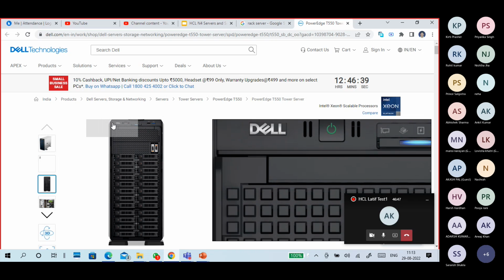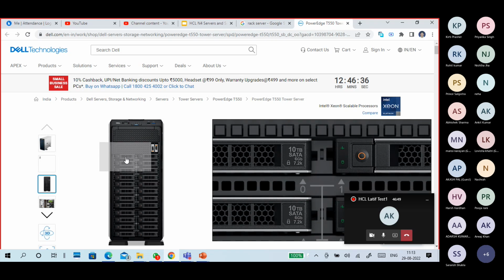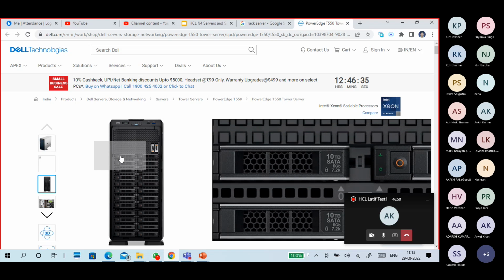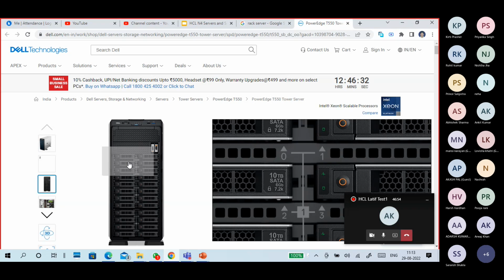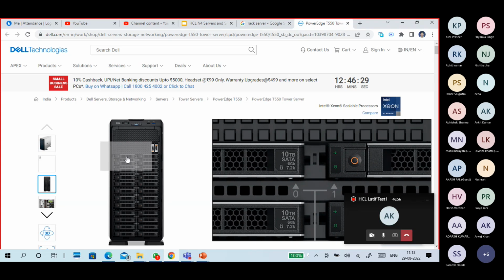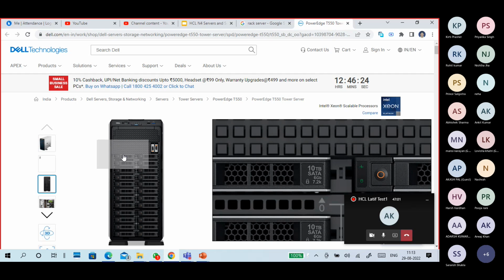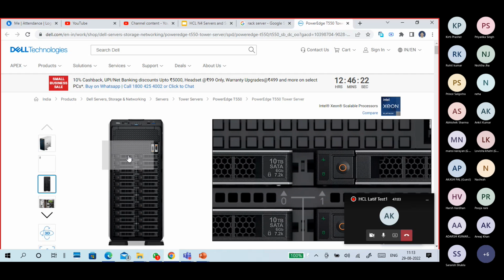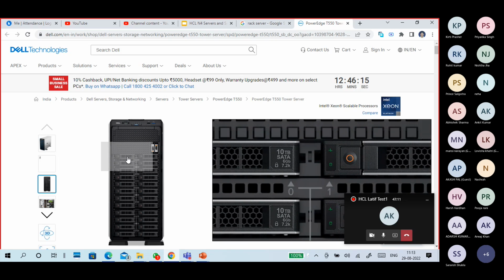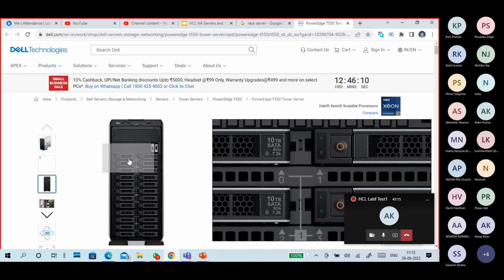Sir, what is SATA 10 TB SATA actually? What does it mean? Hard disk connections. Like we have PATA, Parallel Advanced Technology Attachment. This is the SATA model. Now almost all our hard disks are SATA based models. SATA is a hard disk connection. 10 terabyte means a 10 terabyte disk, like we have 1 terabyte, 2 terabyte hard disk sizes.